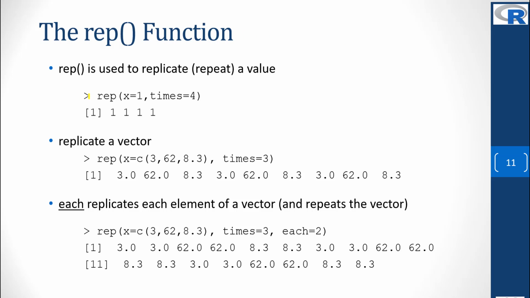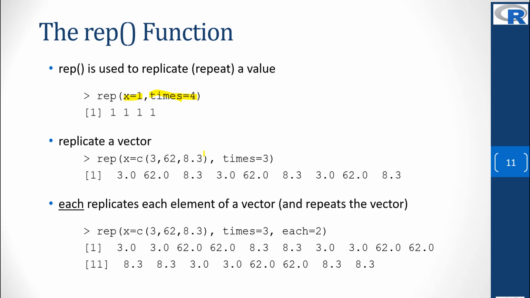We're looking at replicating the value 1. The named argument for the value to repeat is x, and then we have the number of times we want to repeat it. By default, it's just 1, which isn't very interesting, so we want to specify something greater than 1. So here we're repeating the number 1 4 times.